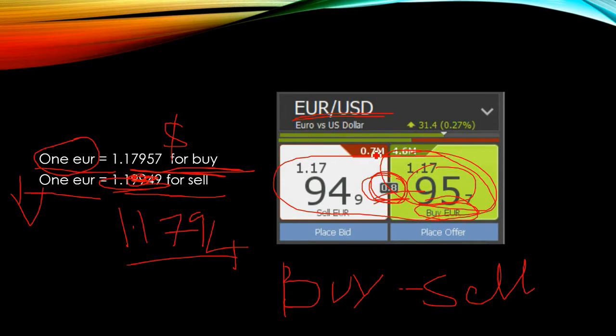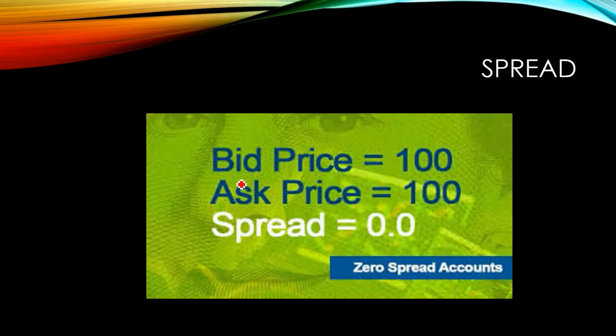The buying price and selling price are never the same, there is always some difference. See, it is never like this. So the spread is never 0.00; there is always a difference between the bid and ask price.